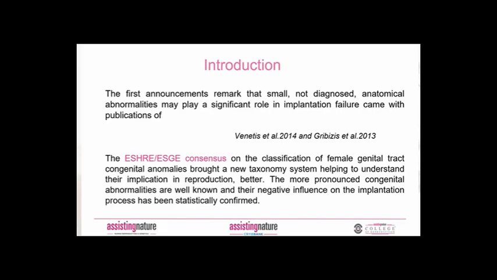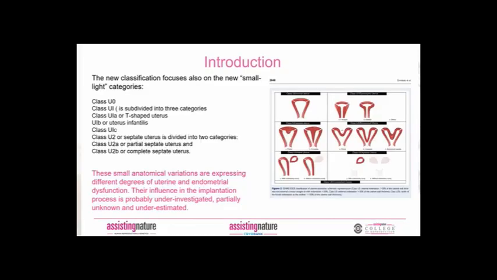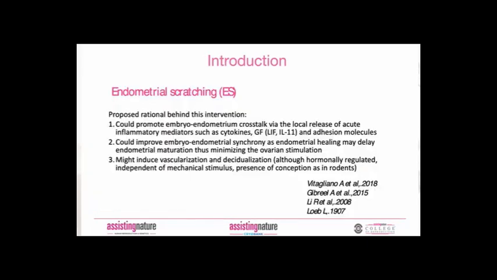The more pronounced congenital abnormalities are well known and their negative influence on the implantation process has been statistically confirmed. The new classification also focuses on the new small, light categories. These small anatomical variations express different degrees of uterine and endometrial dysfunction. Their influence on the implantation process is probably under-investigated, partially unknown, and underestimated.